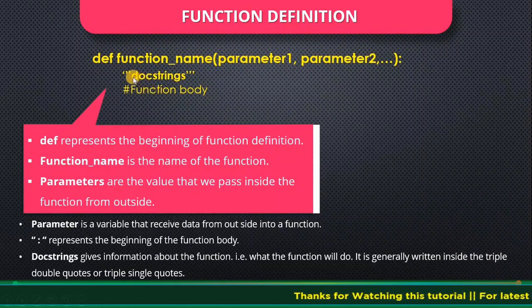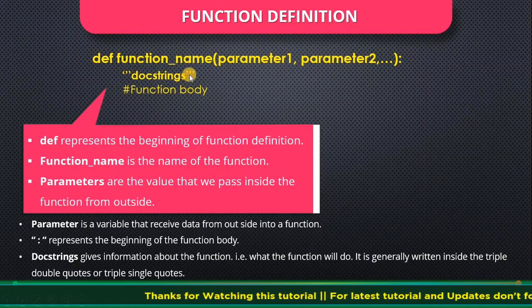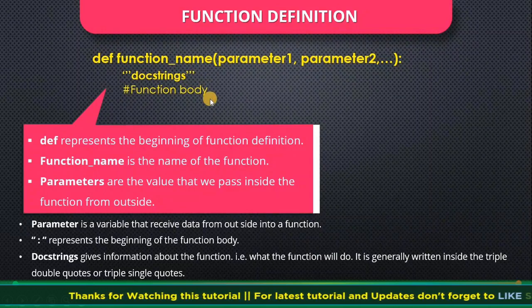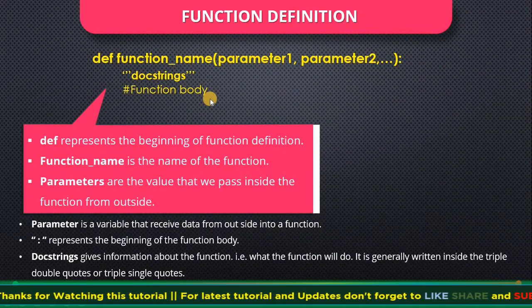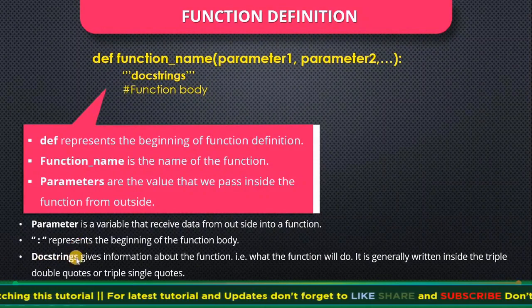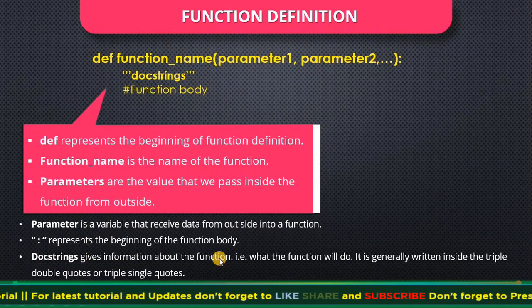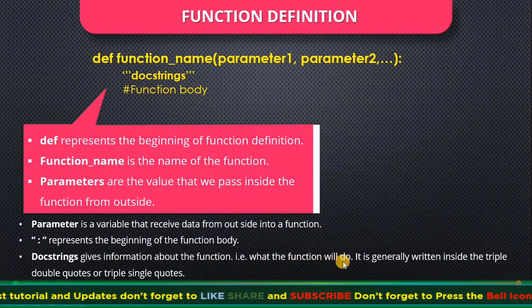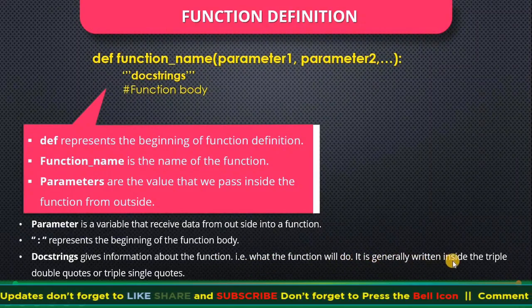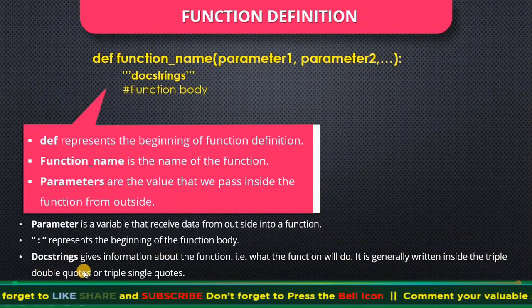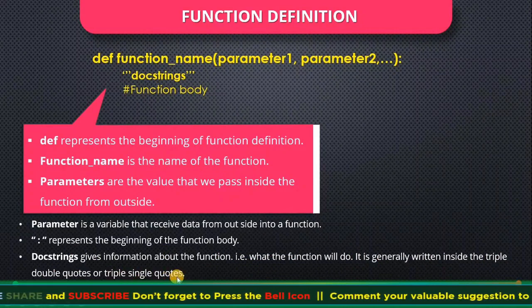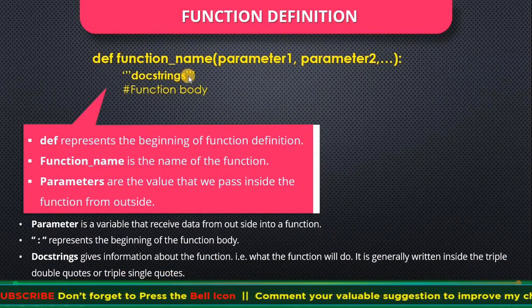You will see I have written over here a doc string. Basically I have put it inside three single inverted commas. Now we will learn what a doc string is. The doc string gives information about a function, that is, what the function will do. It is generally written inside triple double quotes or triple single quotes. Here I have given triple single quotes.